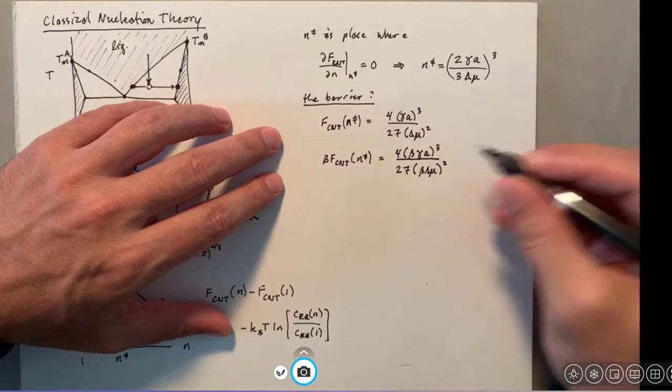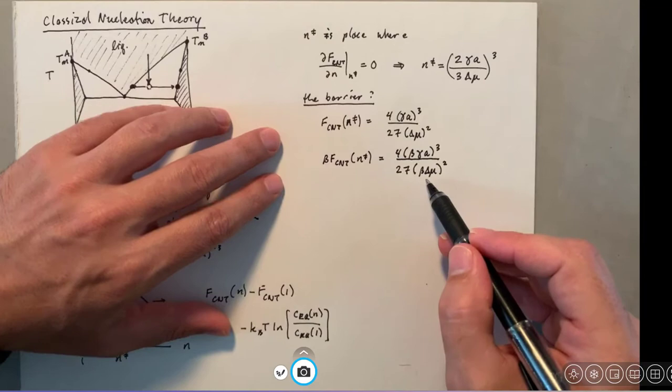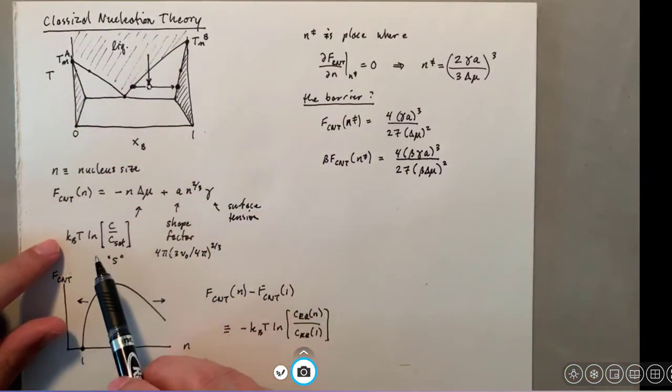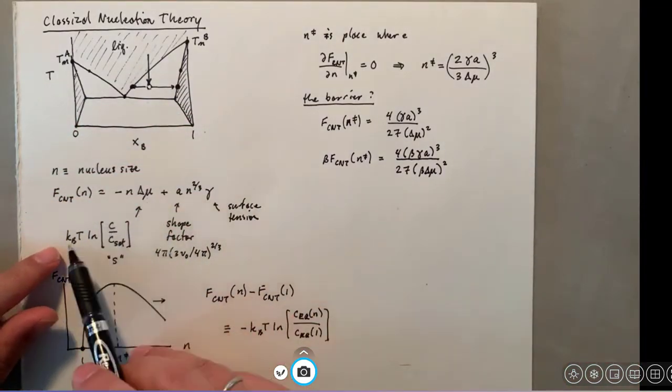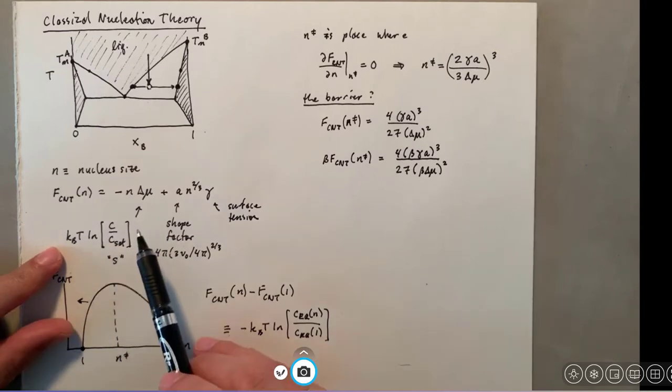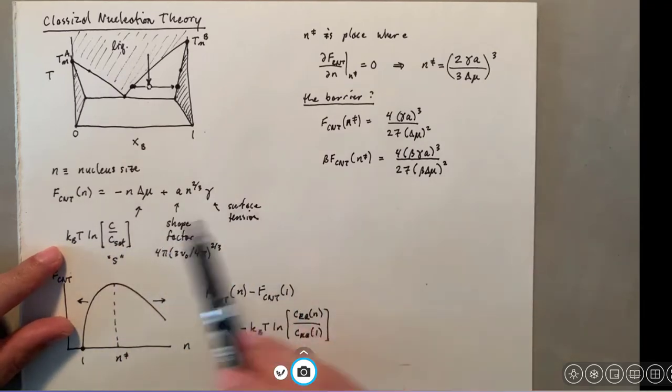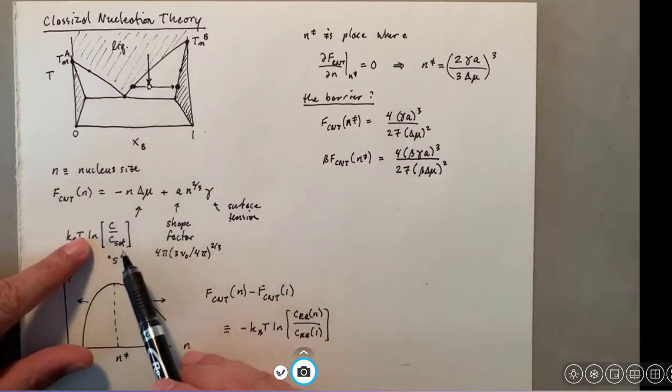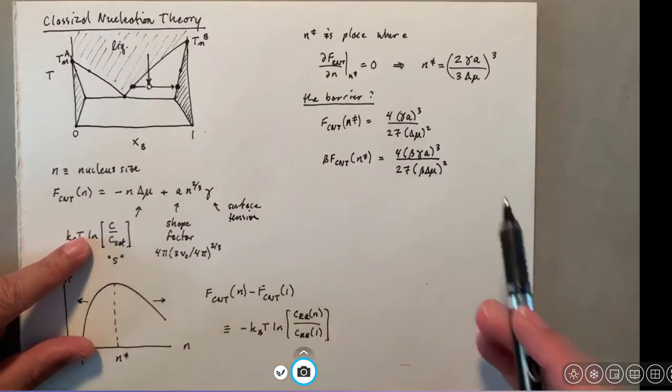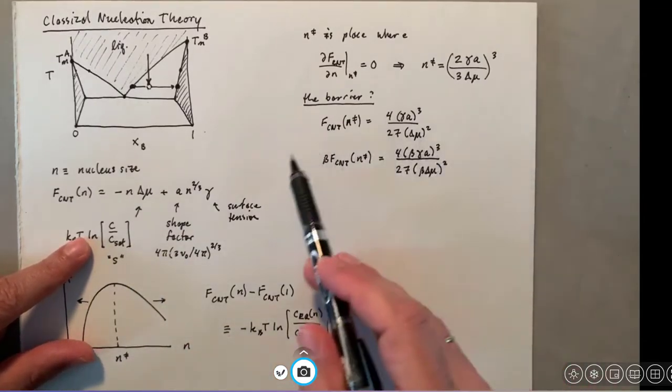And this now in the denominator looks like just the log of the supersaturation, because remember that this delta mu was kB times the log of S. When I multiply by beta, I get rid of the kBT, and we're just left with the log of S squared in the denominator. Okay, so this is the size of the nucleation barrier.